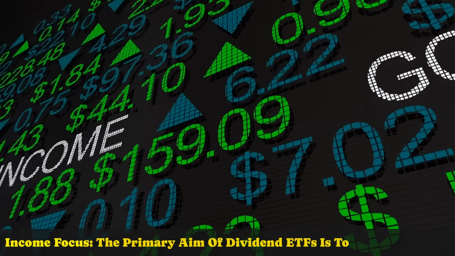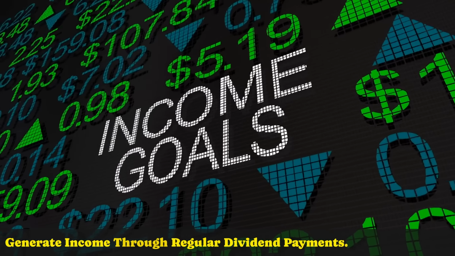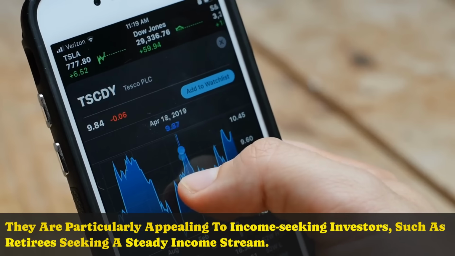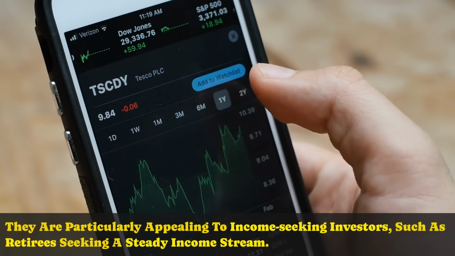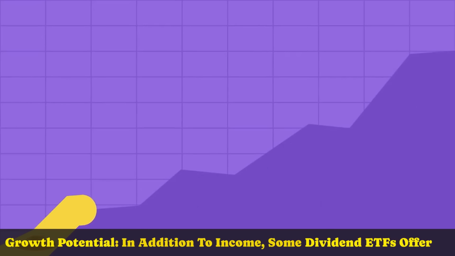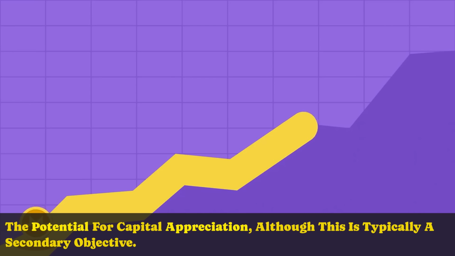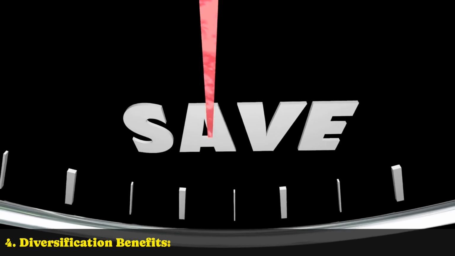Income focus. The primary aim of dividend ETFs is to generate income through regular dividend payments. They are particularly appealing to income-seeking investors, such as retirees seeking a steady income stream. Growth potential. In addition to income, some dividend ETFs offer the potential for capital appreciation, although this is typically a secondary objective. 4. Diversification benefits.